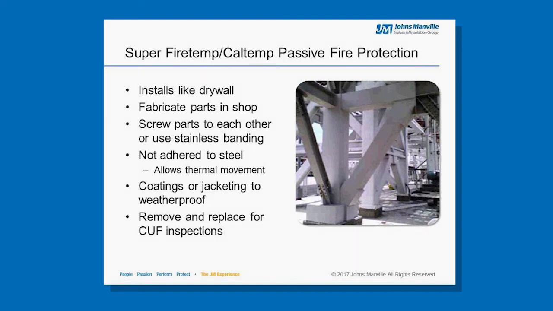This material can be installed because it installs like drywall. You basically box in an element, a structural element, and you can screw it together. It's a very clean install, and the ease of inspection is just the same. You don't have to strip off any material. All you have to do is unscrew the board, look behind for corrosion under fire protection, and then screw the board back in order to maintain that fire protection around that member.